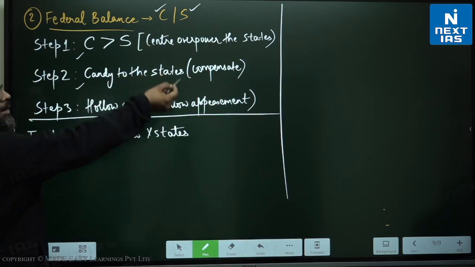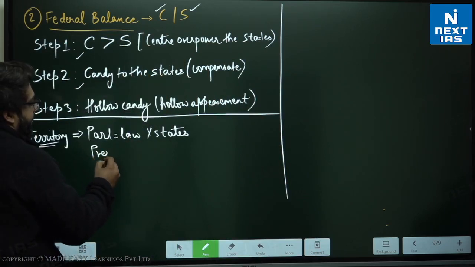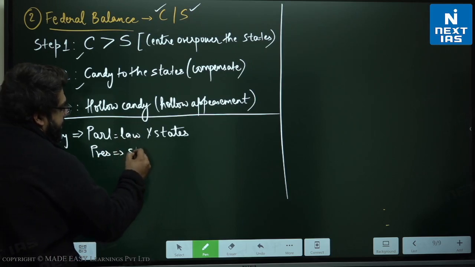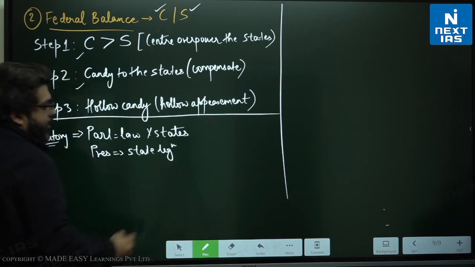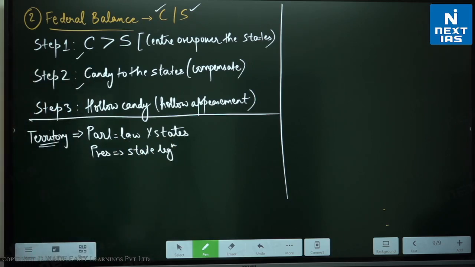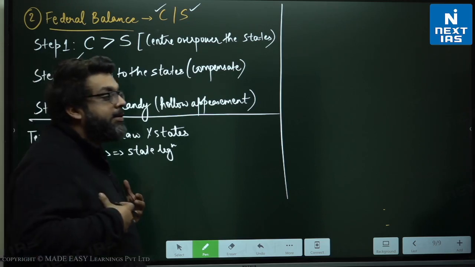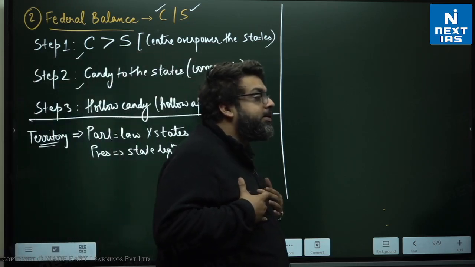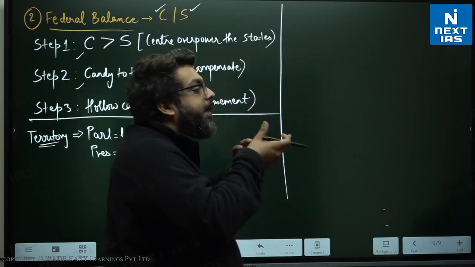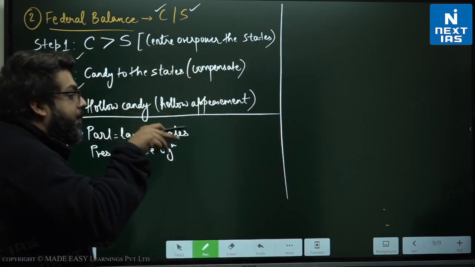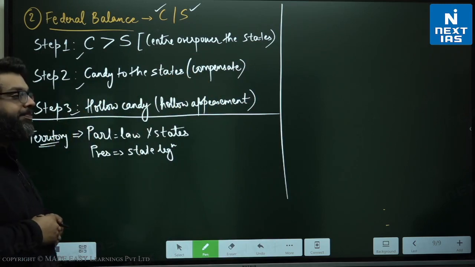Before the law reaches the parliament, the president refers the law to the concerned state legislature for their opinion. States are very happy that my opinion is being asked, my view counts, they're very happy with the candy, but then they start opening the candy. When they start opening the candy, they realize step 3 has happened to them.